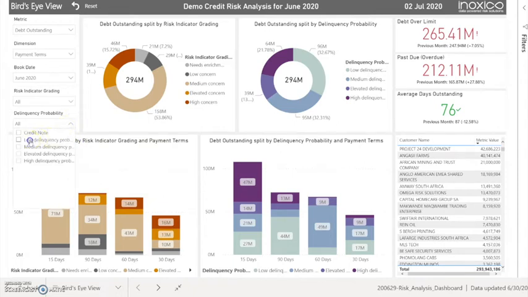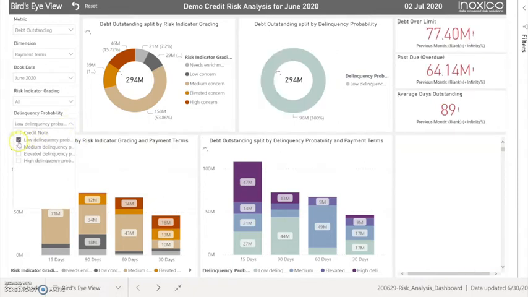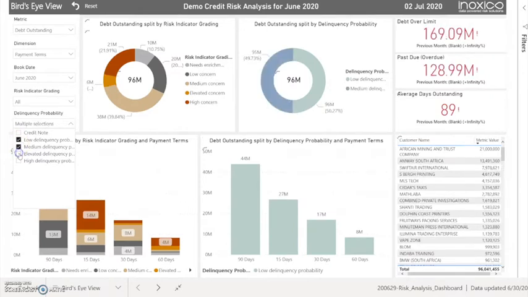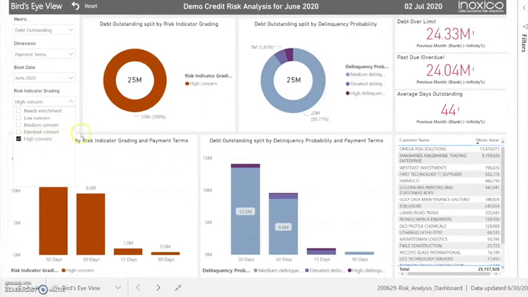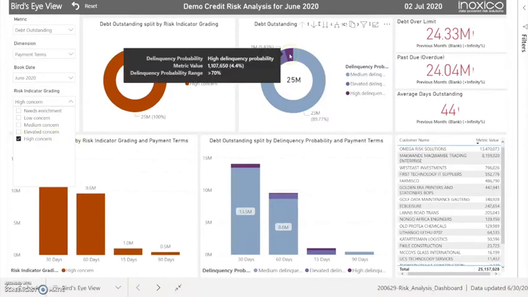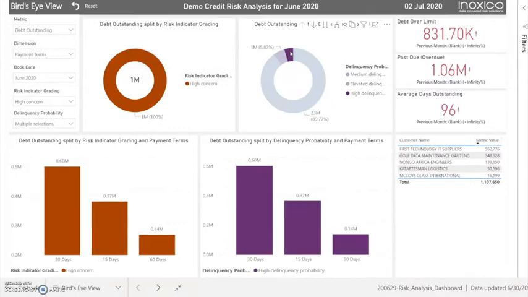How do I interpret the probabilities? Similar to the grades from our risk indicator grading, the probabilities will either be low, 0 to 20%, medium, 21 to 50, elevated, 51 to 70, or high, 71 to 100. For example, if a customer is deemed to have an elevated delinquency probability, then there's a 51 to 70% chance that they will not pay you on time. However, it can conversely be interpreted as there is a 30 to 49% chance that they will pay you on time. How are the probabilities determined? We analyze payment profiles of our customer over the last 6 months, and based on their behavior, we determine whether they're likely to pay you or not.